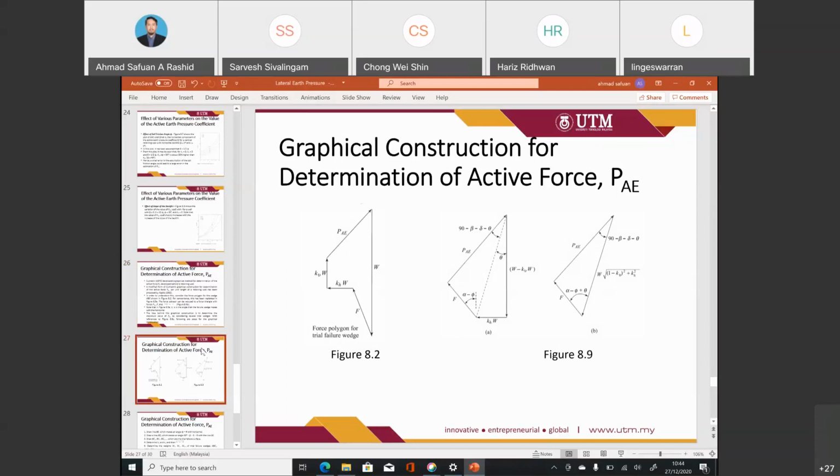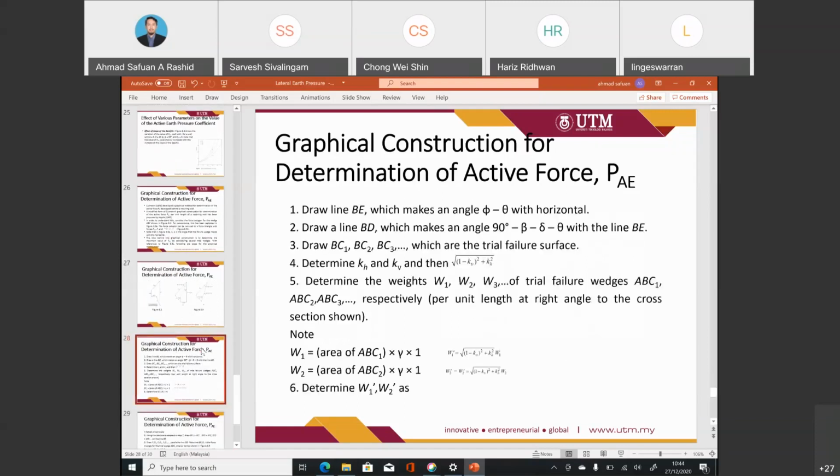Based on equation 8.2, which we have discussed previously on Okabe, he has improvised the one produced by Okabe by including the W, square root of 1 minus kv squared plus kh squared. This is the procedure to solve the problems by using graphical constructions, which we may discuss later on.